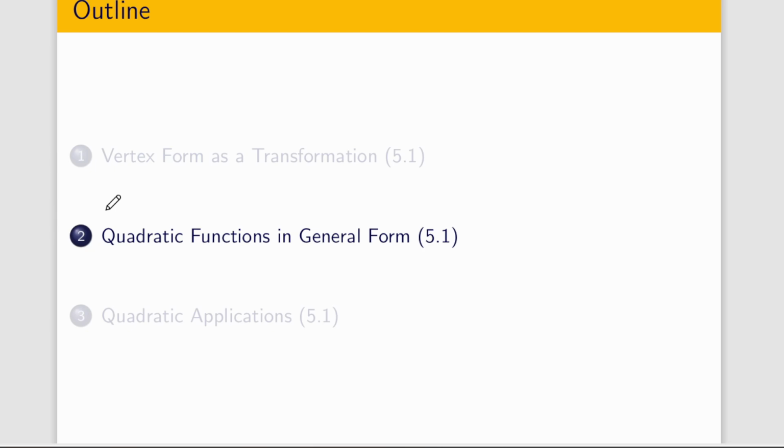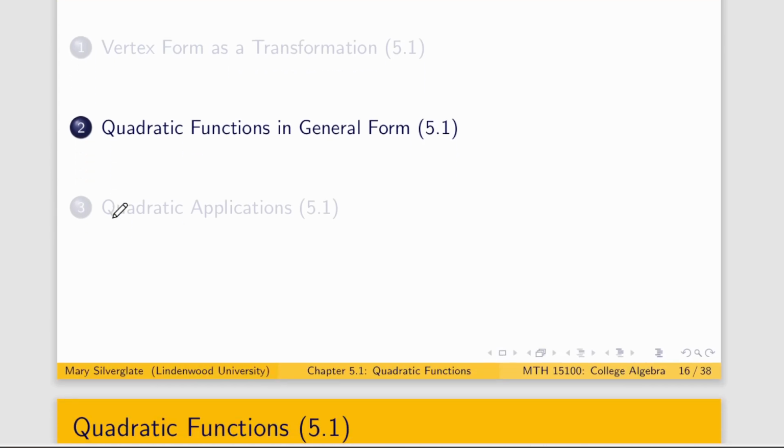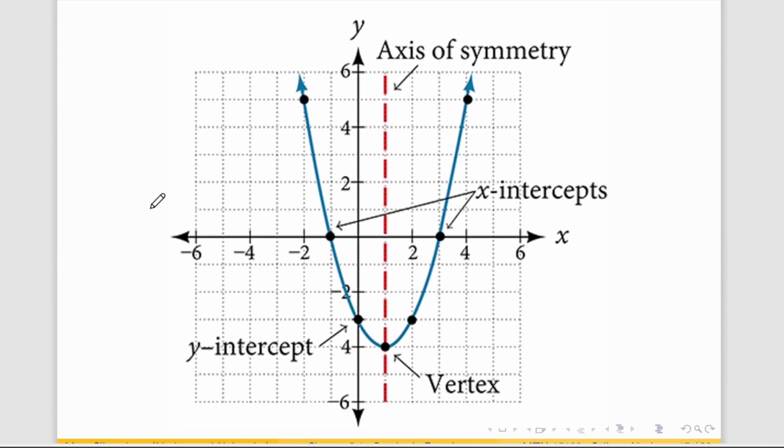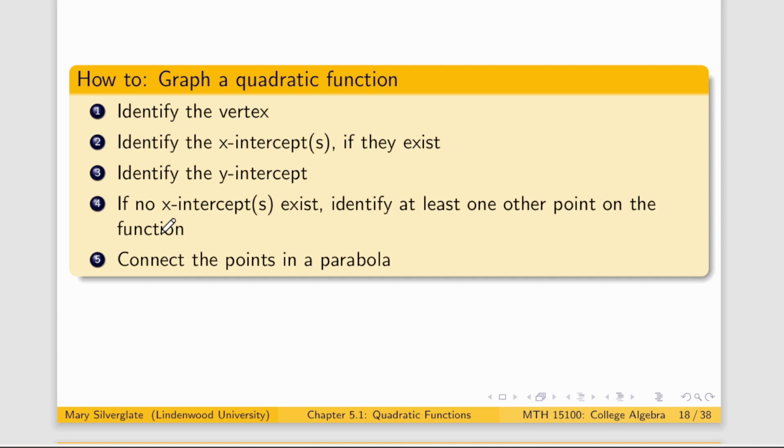So if you're not given something in vertex form, but you still want to know where's the vertex, where's the axis of symmetry, let me find some intercepts, there are some other methods that you should be using.